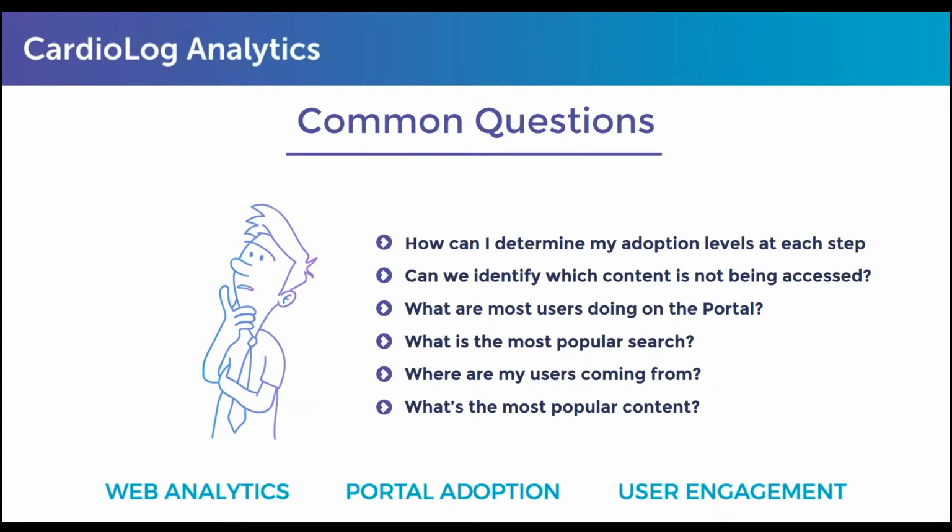Just a very common scenario might resonate with you as well. Some things that we see are stakeholders and administrators from organizations approaching us and they want to know very specific facts. So, for instance, how can I determine my adoption levels at each step? Can we identify which content is not being accessed? What are most users doing in the portal? What is the most popular search? Where are my users coming from? And what's the most popular content?